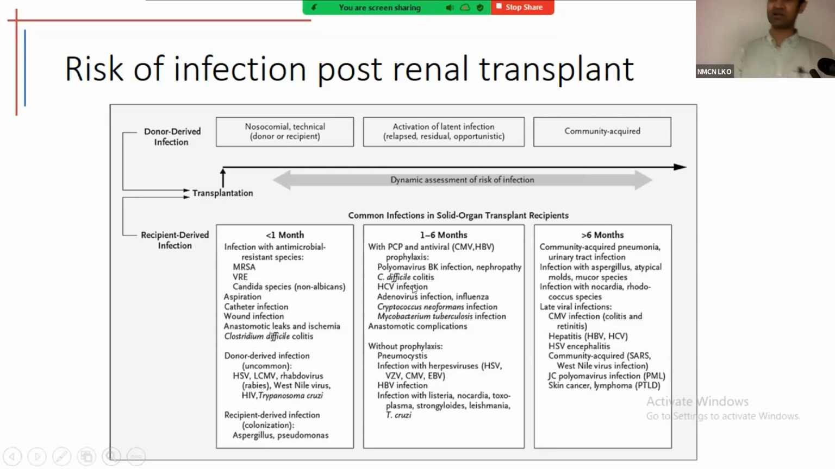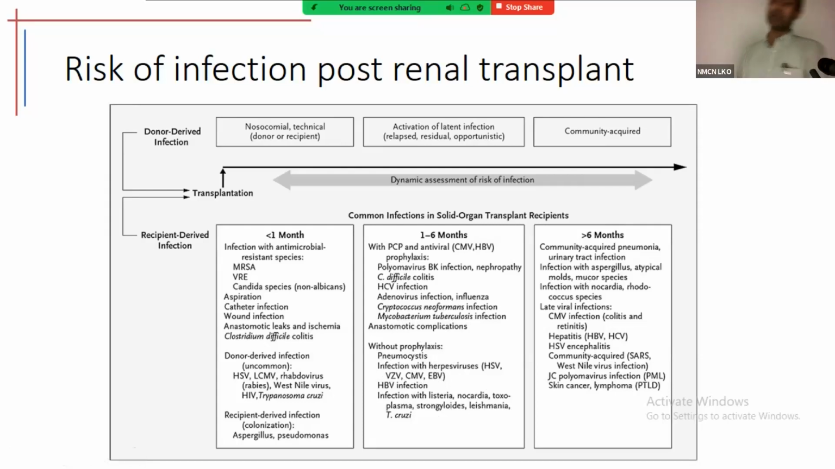At 1 to 6 months, PCP prophylaxis becomes important. Antiviral prophylaxis to CMV and hepatitis B. Polyomavirus, BK virus infection, which we just saw. Again, these patients are prone to C. difficile colitis because of increased contact with the hospital. Hepatitis C reactivation occurs at this time. Adenovirus infection, Cryptococcus neoformans, Mycobacterium tuberculosis. It's ubiquitous in India. And other infections like Pneumocystis, herpes viruses, hepatitis B reactivation, and atypical bacterial infections like Listeria and Nocardia. And at more than 6 months, these patients are now resembling normal patients.